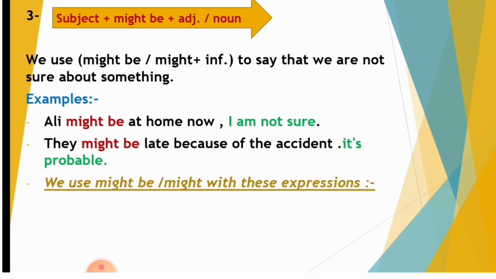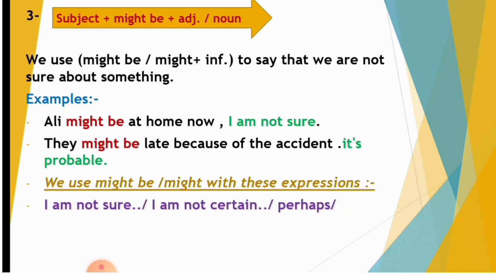We use might be, or might plus the infinitive, with these expressions: I'm not sure, I'm not certain, perhaps, it's possible, I don't know, probably.